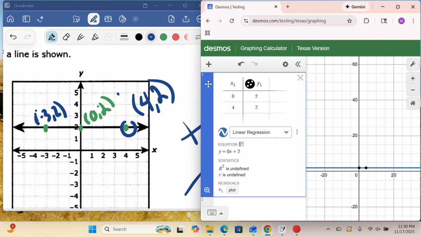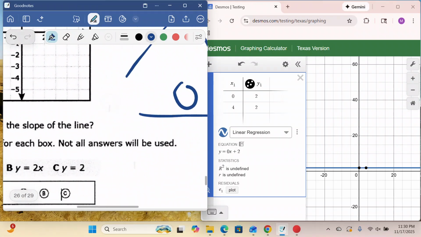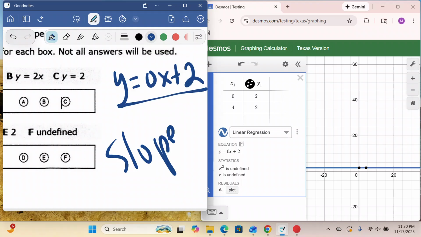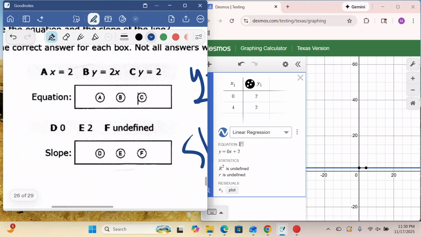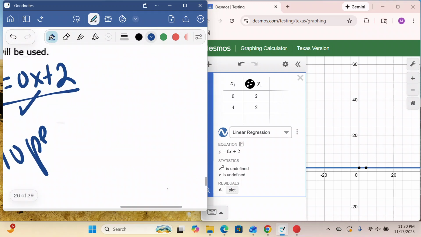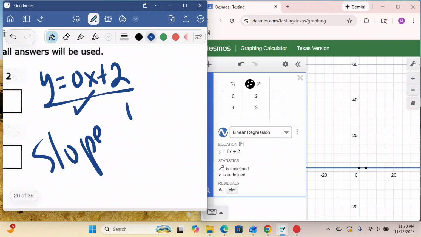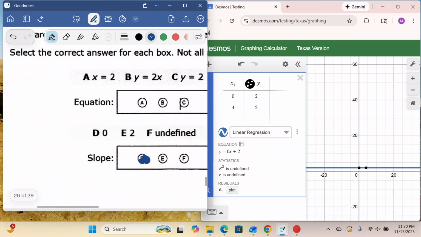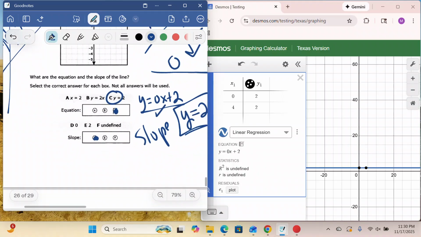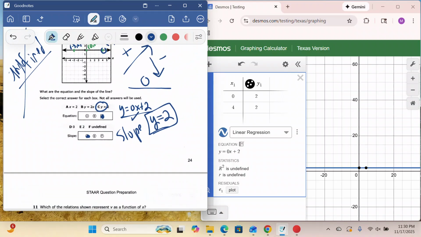Now I'm going to add regression. And there it is. Y equals 0x plus 2. So if I look at that, I'm going to rewrite the equation. Y equals 0x plus 2. And my slope is 0, the one we proved. So this would be D. Now, look at the equation. 0 times x is 0. So this is the same thing as writing y equals 2. And my answer choice for the equation, y equals 2, is letter C. And that is my equation.